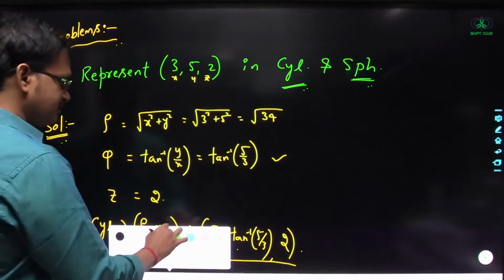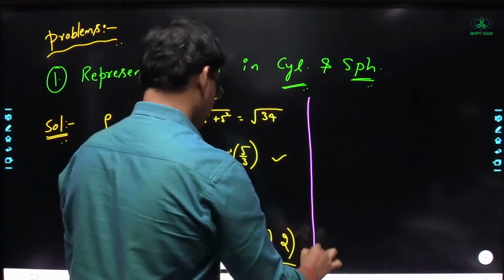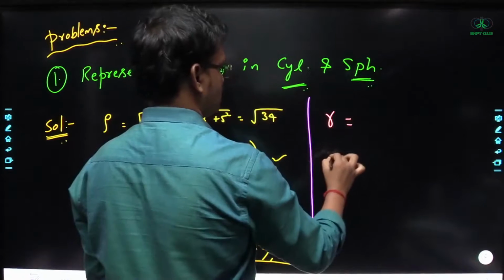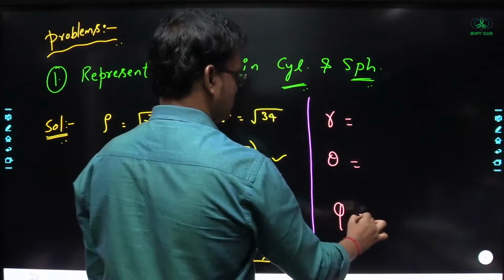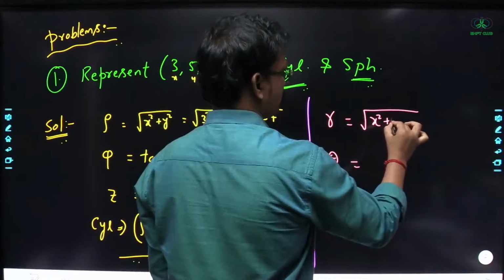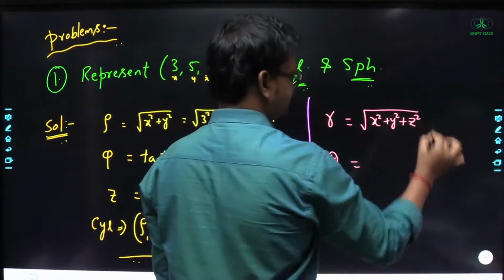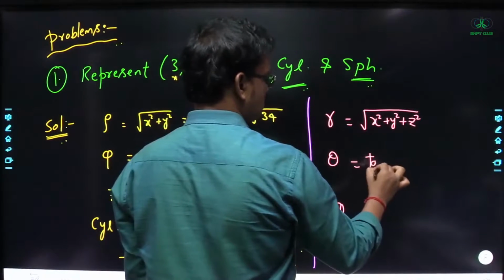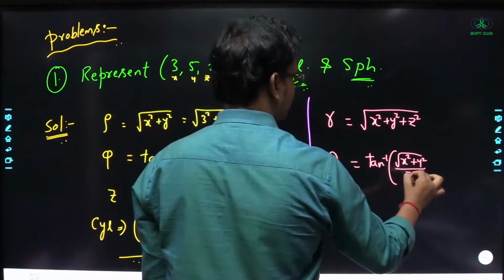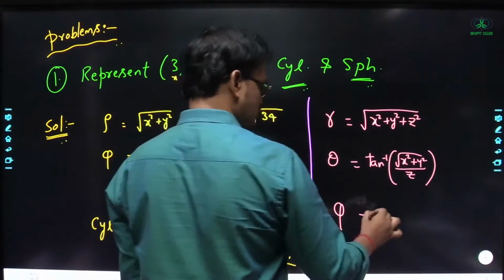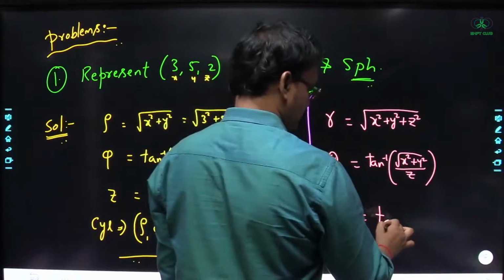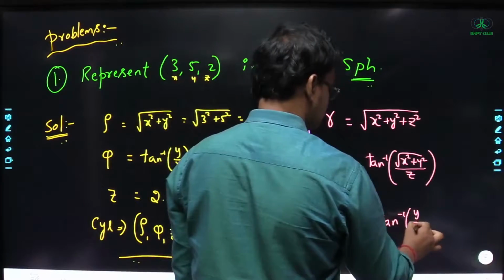Similarly, we can determine it in the spherical coordinate system, right? So in the spherical coordinate system, we have r, theta and phi. R is equal to the square root of x square plus y square plus z square. Theta is equal to tan inverse of the square root of x square plus y square, divided by z. And phi is the same as in the cylindrical coordinate system, so that is simply tan inverse of y by x.